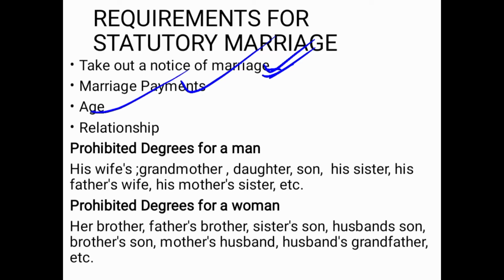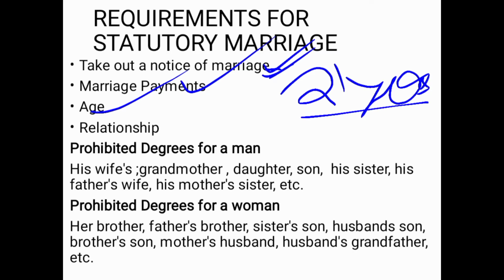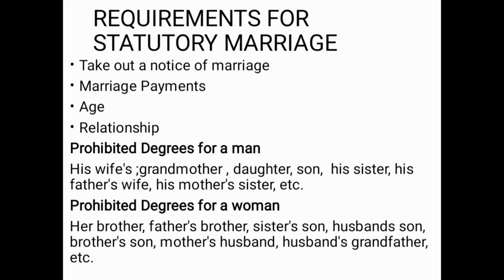Age. Parties who want to get married must be 21 years old and above. If a girl is below 21, then she needs a letter from the parents or the guardians. That is if she's below 21 and above 16, not below 16. Below 21 but above 16, just in between: 16, 17, 18, 19, 20. Not 21. So if she's below 21 but above 16, then she needs a letter from the parents or the guardians.